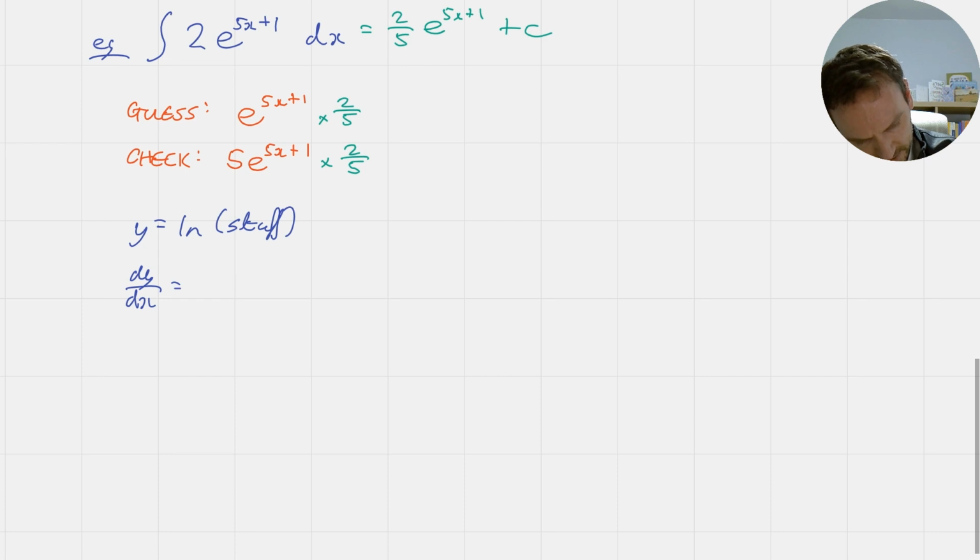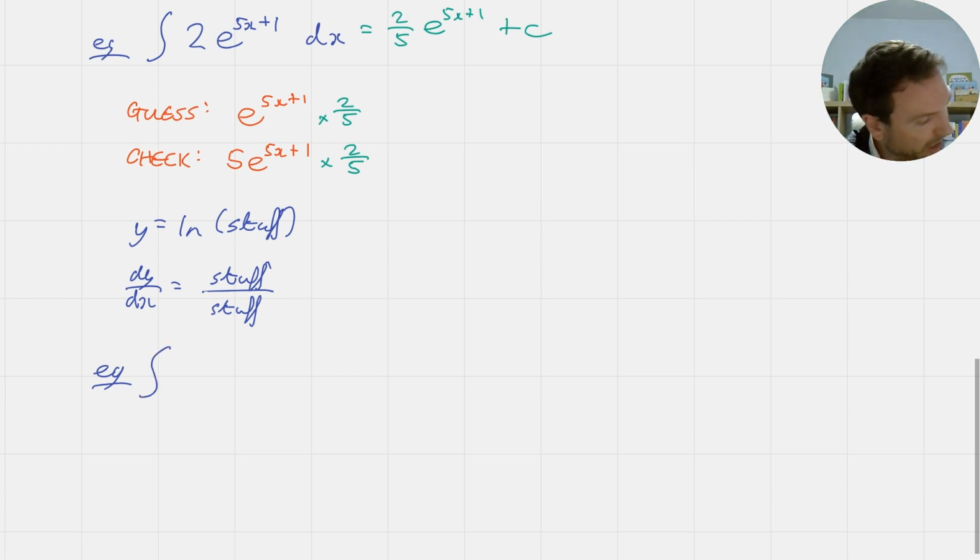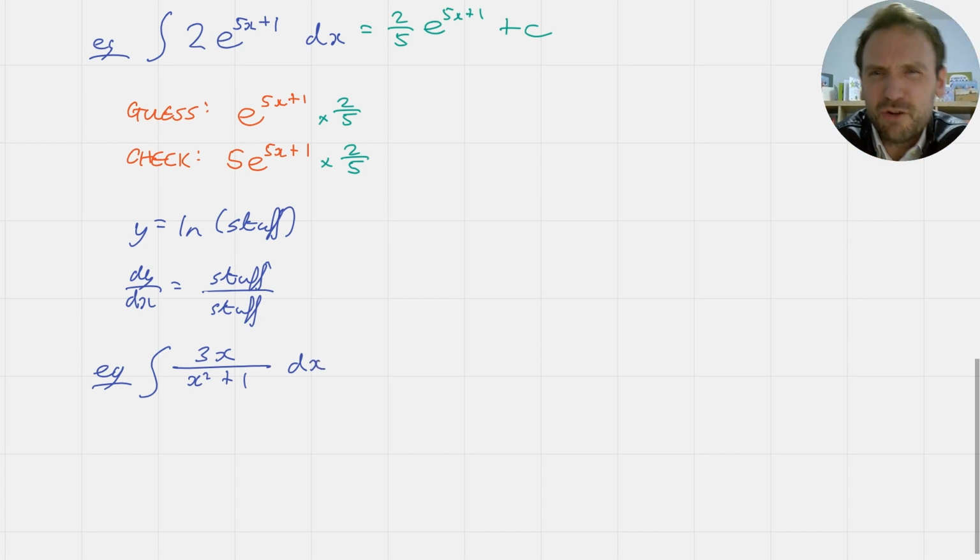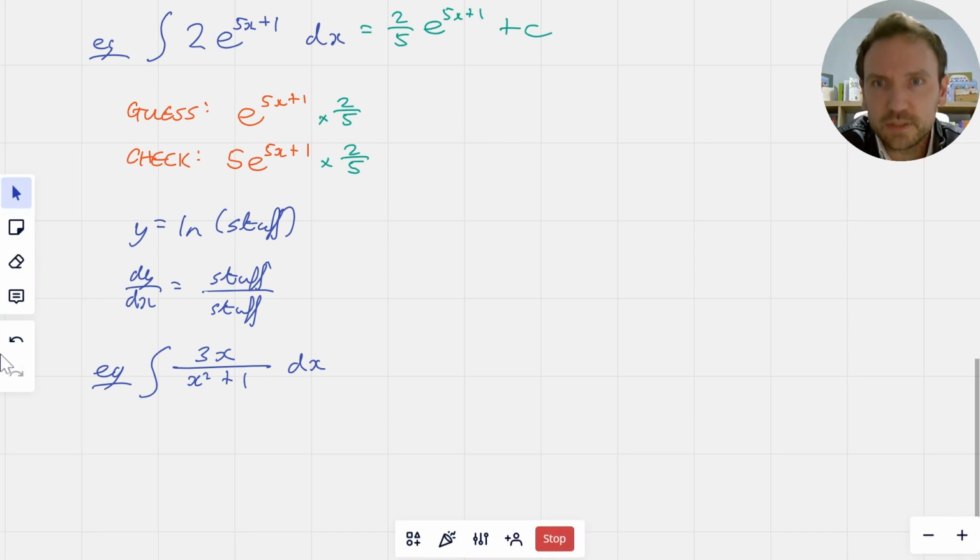dy by dx is going to be stuff differentiated over stuff. So if you're asked to integrate a fraction and the numerator looks roughly like your denominator differentiated, this is what you're going to want to try. So let's have a look at a situation like this. So if we want to integrate 3x over x squared plus 1, we've got reason to be encouraged here because our numerator is almost our denominator differentiated. Not exactly, but it's pretty close.